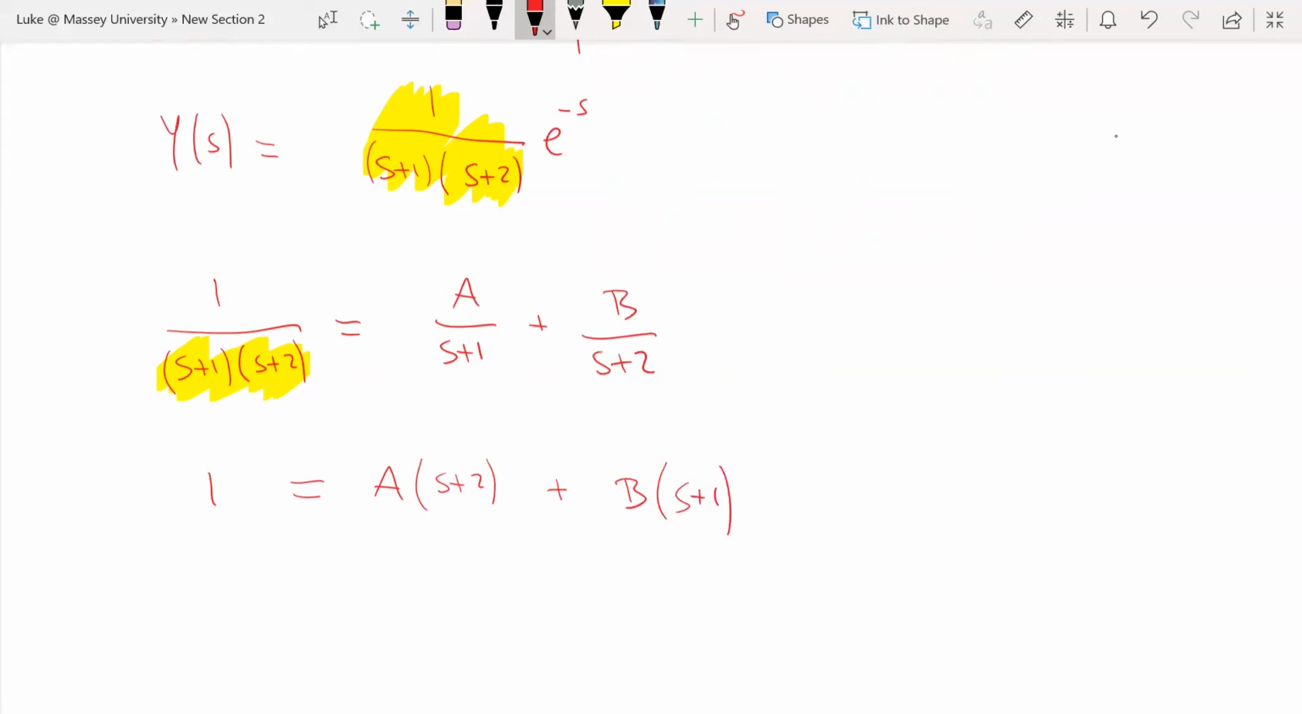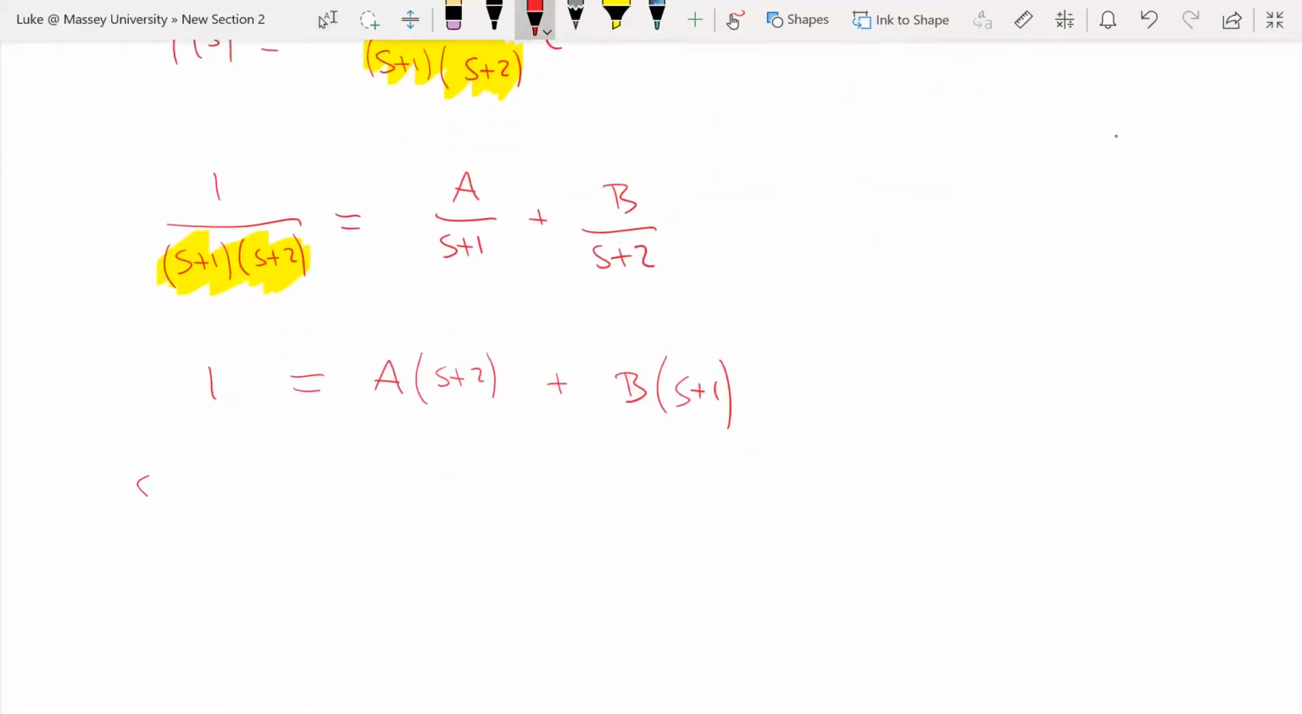So now let's substitute in s equals negative 1. That gives me 1 is equal to A times, well, if s is negative 1, negative 1 plus 2 is 1, so A is equal to 1. Then s equals negative 2: again on the left hand side I still get 1, the A term cancels, and I get negative 2 plus 1 is negative 1, so B is negative 1.